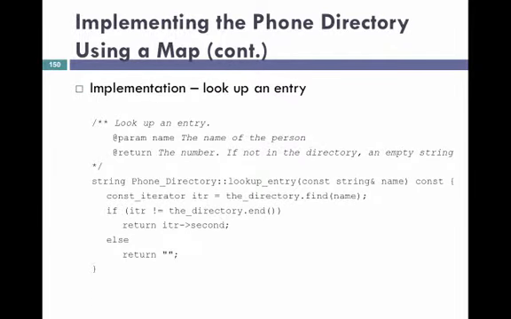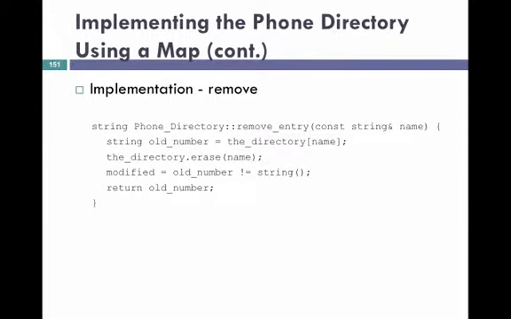Here's an implementation to look up an entry. The lookup entry, we first call the find function to get an iterator, and if the iterator is not equal to the end, then we have the name exists and we'll return the phone number. The phone number will be the second item in the pair.